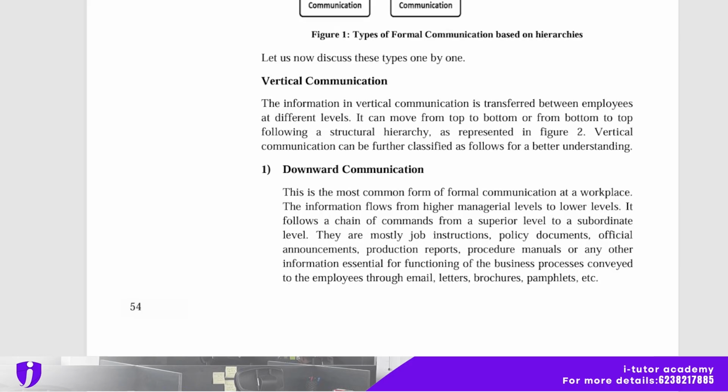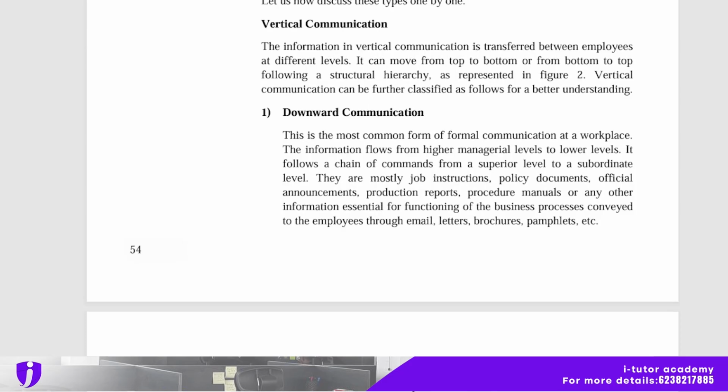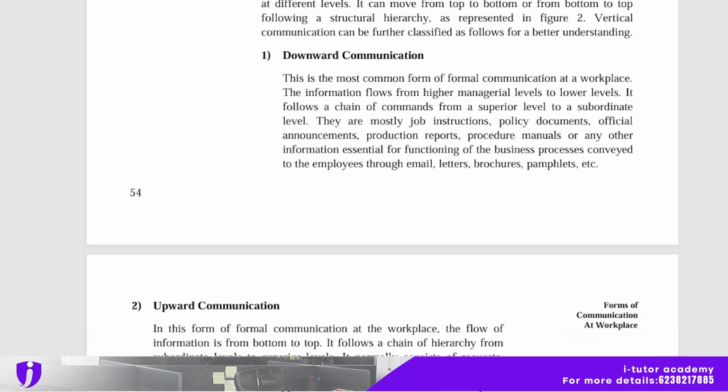The information in vertical communication is transferred between employees at different levels. It can move from top to bottom or from bottom to top, following a structural hierarchy, as represented in figure 2. And vertical communication can be further classified as follows for better understanding. First one is downward communication. This is the most common form of formal communication at a workplace. The information flows from a higher managerial level to a lower level, that is downward communication.